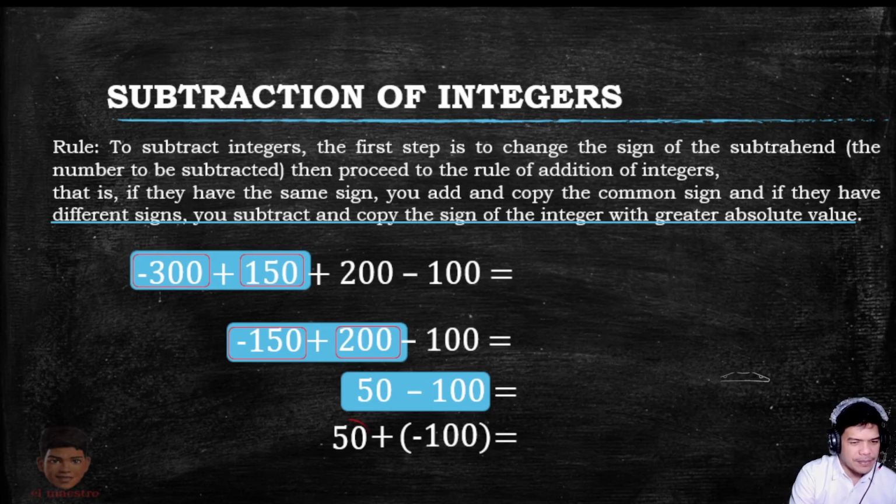So, sabi na, proceed to rules of addition na tayo. So check the sign, yung isa positive, yung isa negative. So different signs, pag different signs, sabi sa definition is subtract natin. So 100 minus 50, that is equal to negative 50 because we copy the sign of 100 kasi mas malaki siya compare sa 50. Okay? So those are just the steps that you have to remember, class, in subtracting integers. And again, dapat hindi natin makalimutan yung rules of addition.